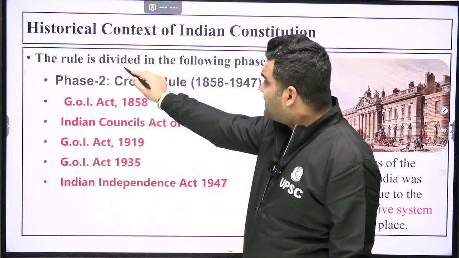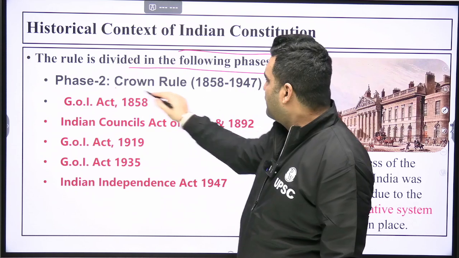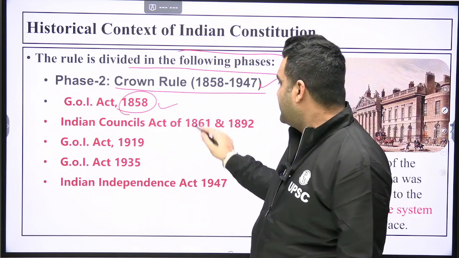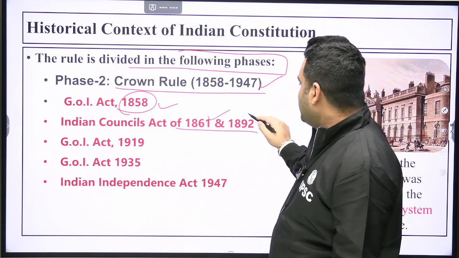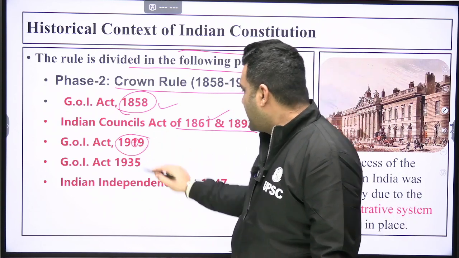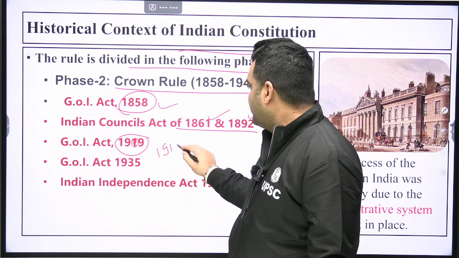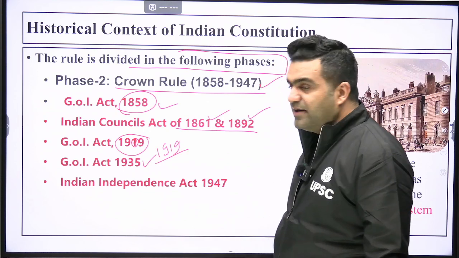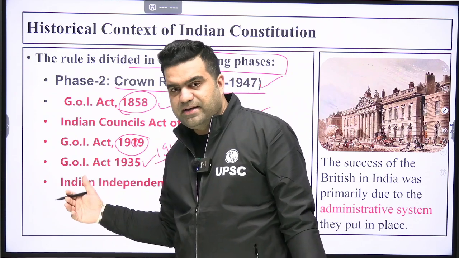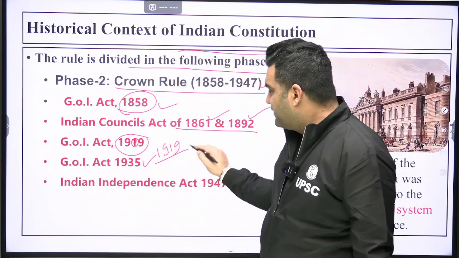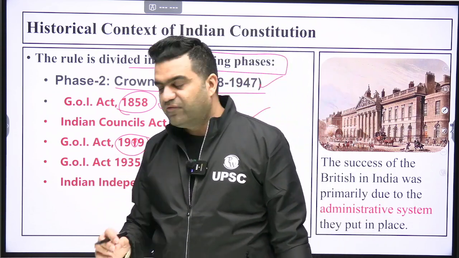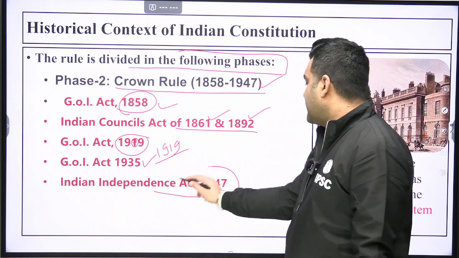So the rule is divided in the following phases: Crown Rule 1858 to 1947, Government of India Act 1858, then two acts of 1861 and 1892. Then Government of India Act of 1909, which is missing here. Then Government of India Act of 1919, then 1935. Morley-Minto reforms, Montagu-Chelmsford reforms, 1919. Then after that there was the Simon Report, and ultimately came the Government of India Act 1935. Then the Indian Independence Act 1947.